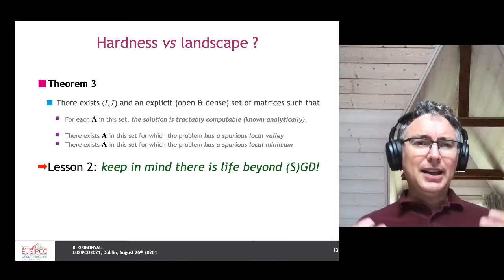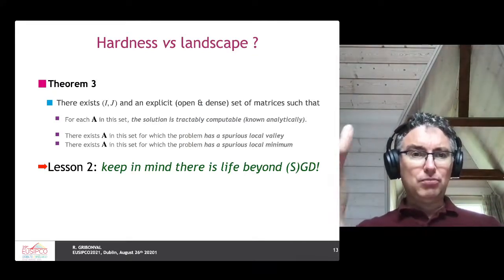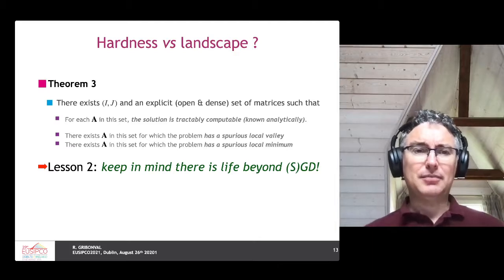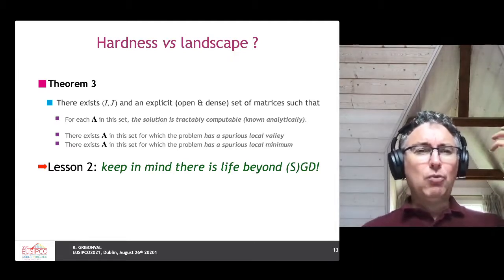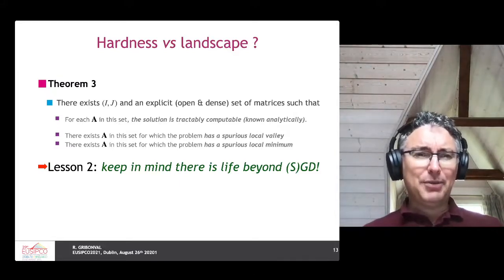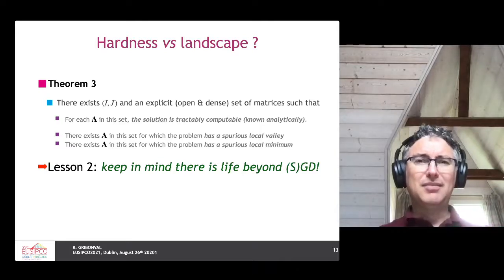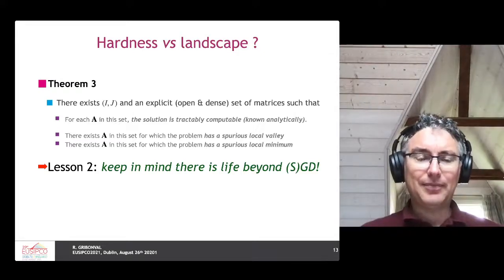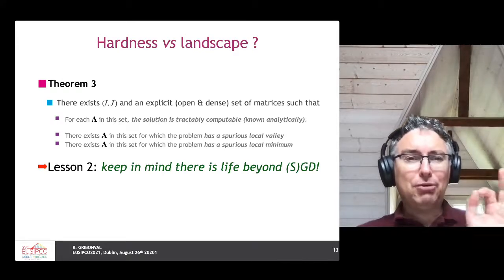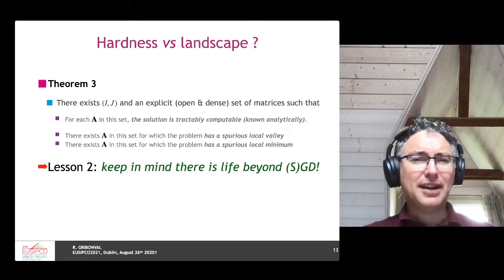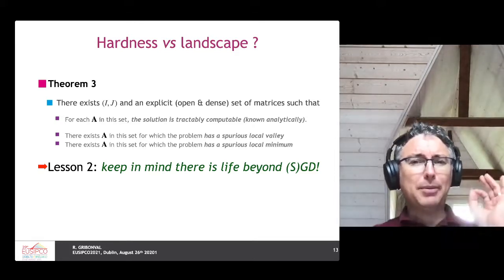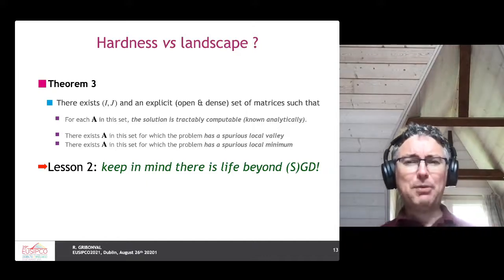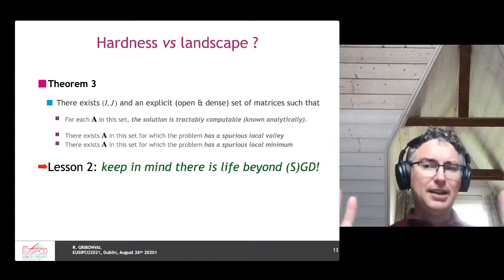Something we could also explicit is a setting where we find two particular supports, I and J. And for these supports, we can explicit a set of matrices A, so that whenever the matrix A that we want to factorize is in this set, the solution to the factorization problem is structurally computable because it's even known analytically. However, we could demonstrate that there are matrices in this set where everything is known analytically, but there are matrices where the problem has a spurious valley, and there are matrices where the problem has a spurious local minimum. So really, the shape of the landscape, the spurious valleys, and the tractability are two different questions.